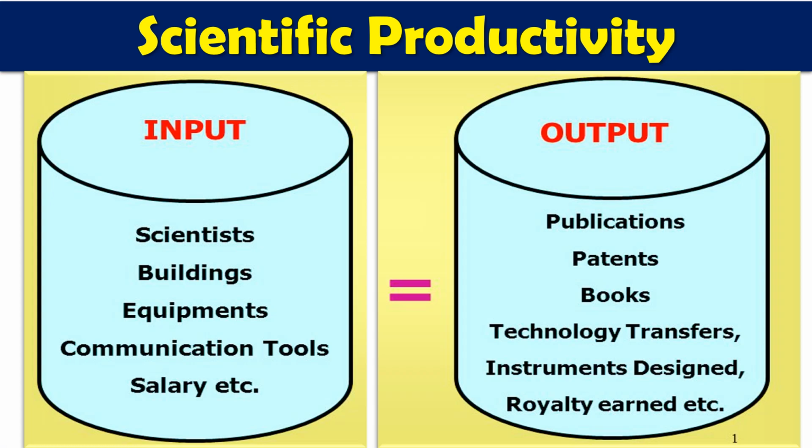So in that context, if you look at scientific productivity, science normally has some input and there will be output also. So what is the input? We invest in scientists, buildings, equipment, communication tools, and salaries of JRFs, SRFs and staff. As a result, we get some output, which is measurable for scientific output. That can be publications, patents, books, technology transfer, instrument design, royalties earned, or different other parameters. So they are the input and output for the scientific community.